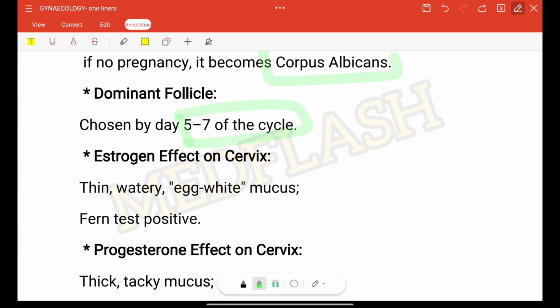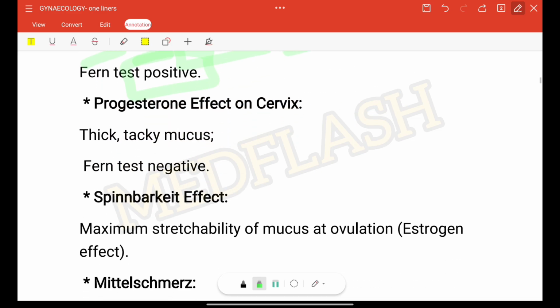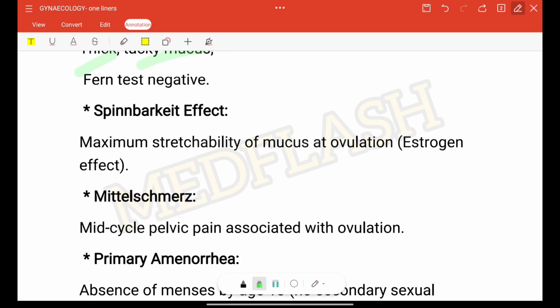Estrogen effect on cervix: thin, watery, egg white mucus. Fern test positive. In estrogen effect, fern test is positive. Progesterone effect on cervix: thick and tacky mucus. Fern test is negative. In the case of progesterone, fern test is negative. Spinnbarkeit effect: maximum stretchability of mucus at the time of ovulation.